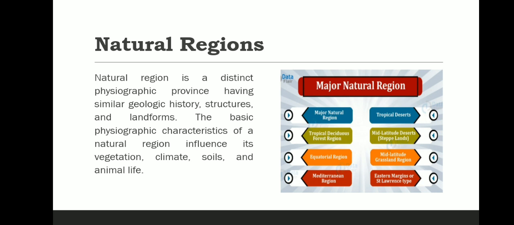What are the natural regions of the world? The world is divided into different regions which have their own climate and vegetation. Some major natural regions of the world are: equatorial region, tropical grassland or savanna, tropical deciduous forest region, tropical desert, Mediterranean region, East margin region, China type, mid-latitude desert or steppe land, and eastern margin or St. Lawrence type.